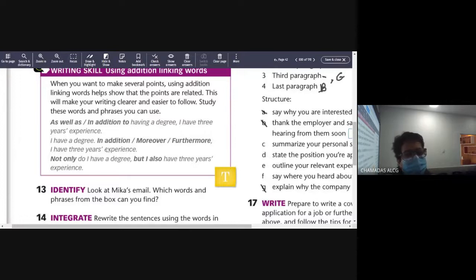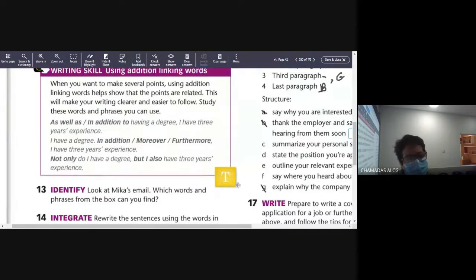If you don't start, you have another clause before, then it's a period here. Then after the addition linking word, you need to put a comma. In addition, moreover, furthermore, then comma. I have 3 years experience, okay? Next one, just like the first one, sorry. Not only do I have a degree, but I also have 3 years experience, okay?